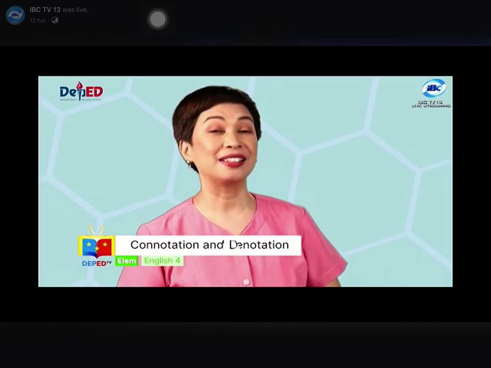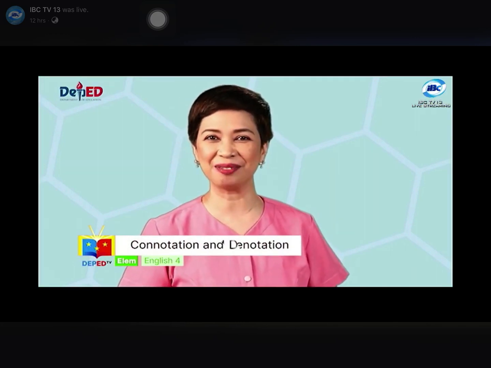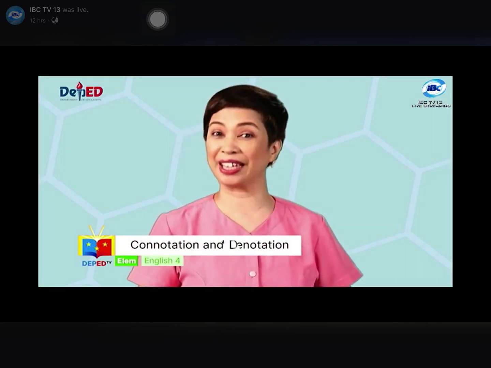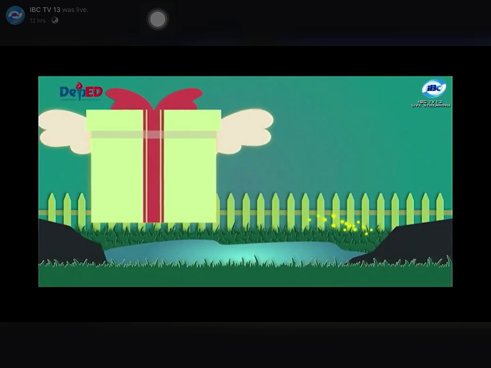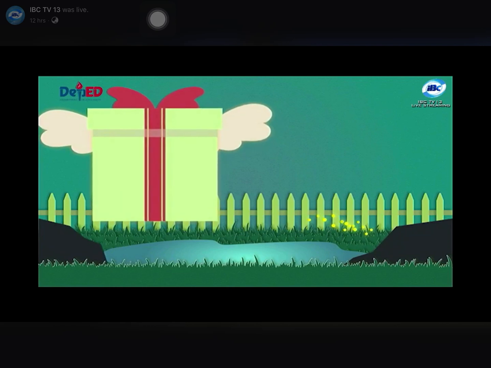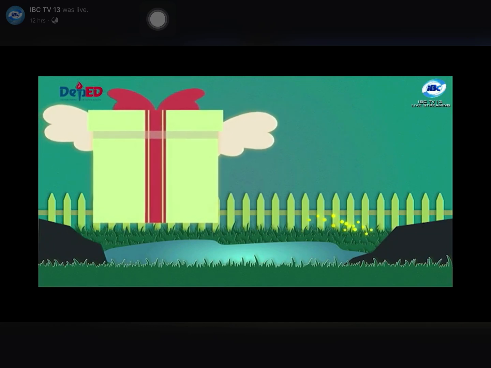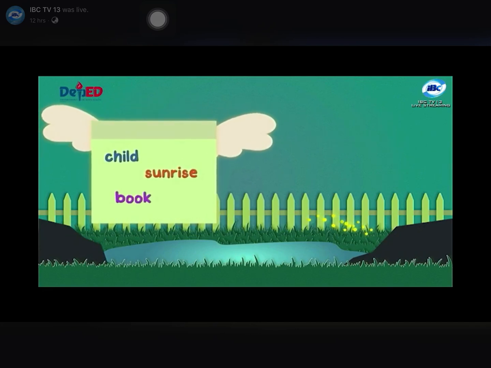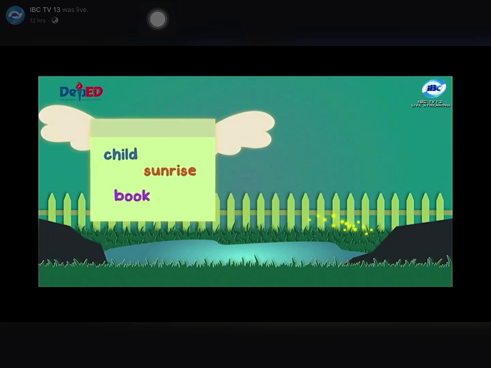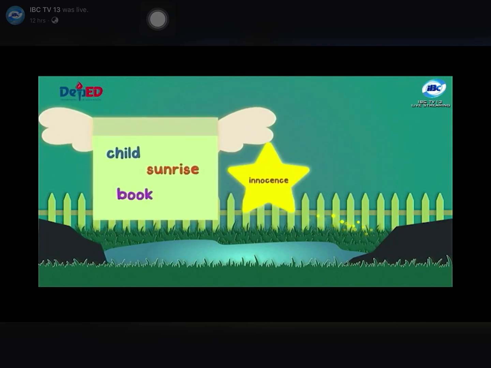Hey children, do you want to try star catching? Come, help me catch them all. Here is what we're going to do. You have to catch the star with the connotative meaning and match it with the words that are listed in our magic box. The words listed in our magic box are child, sunrise, book. The first star has a connotative meaning, innocence.